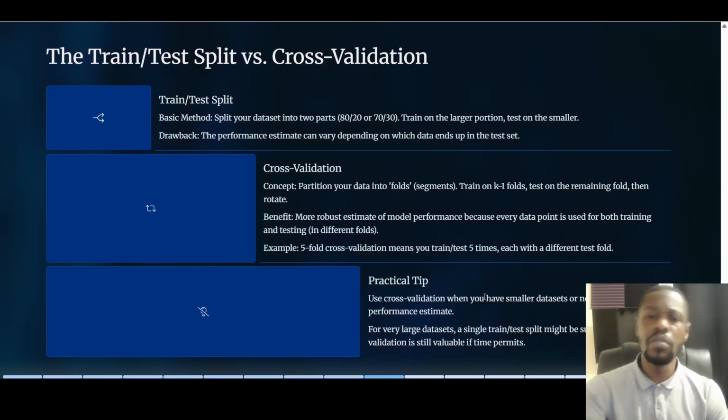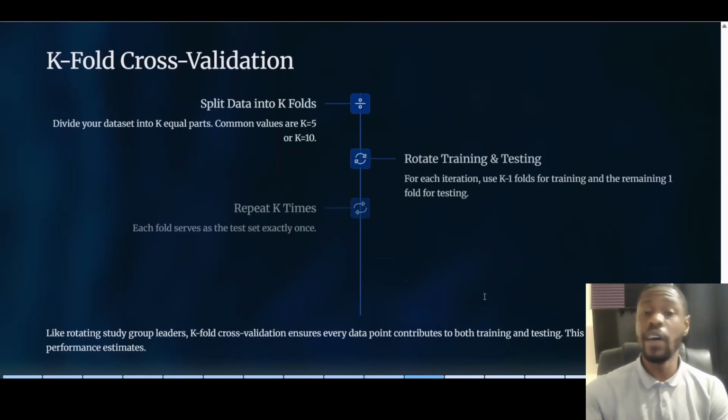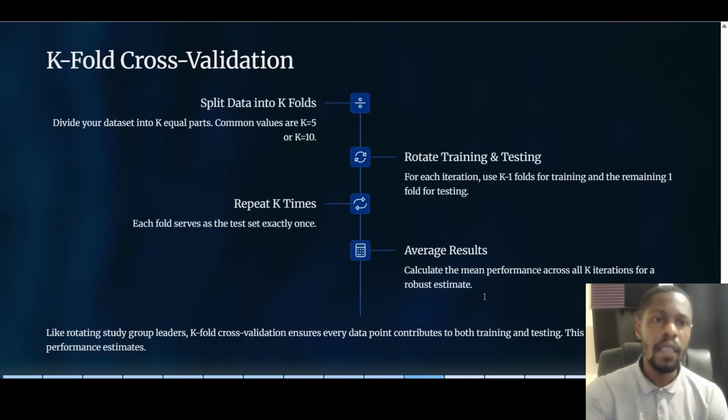A practical tip: use cross-validation when you have smaller data sets or need a reliable performance estimate. For very large data sets, a single train test split might be sufficient, but cross-validation is still more valuable if time and resources permit.